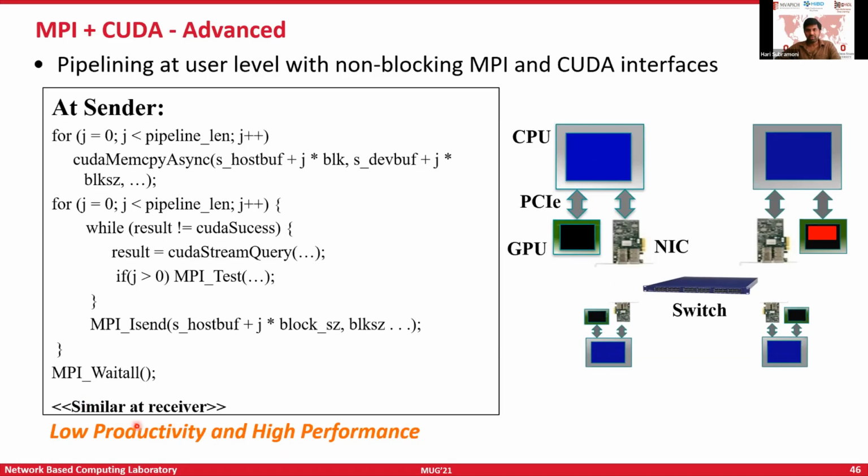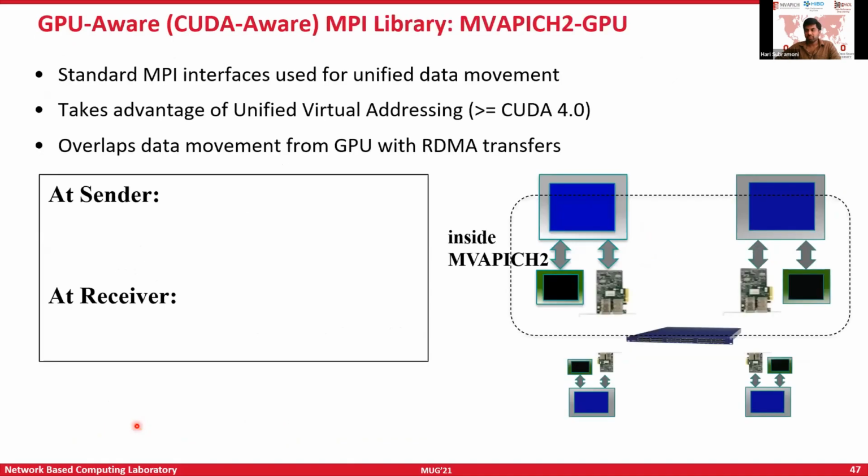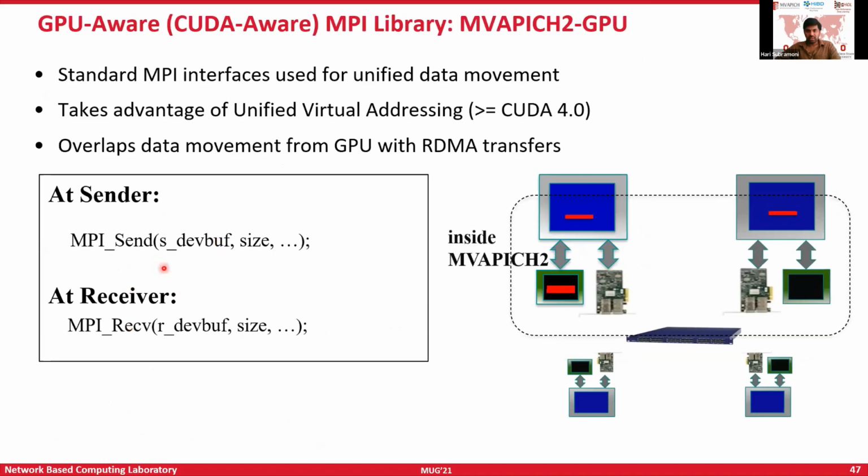So can we have a solution which is both high performance and high productivity, where the user can just do an MPI send and an MPI receive by passing the device buffer, and inside the communication runtime, we are able to stage the transfer in a high performance way. So this core idea is what evolved to be the MVAPICH2-GDR MPI library, which is aimed to provide high performance and high productivity to users.